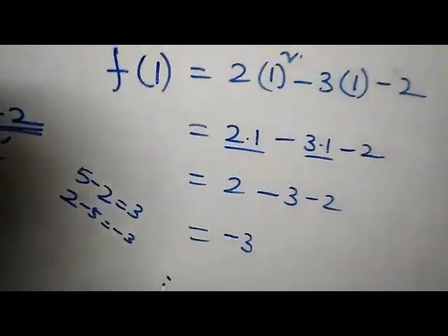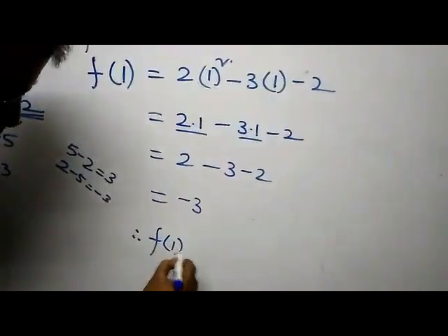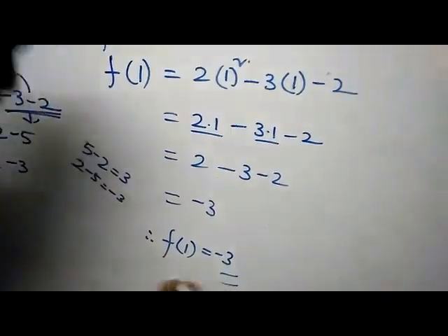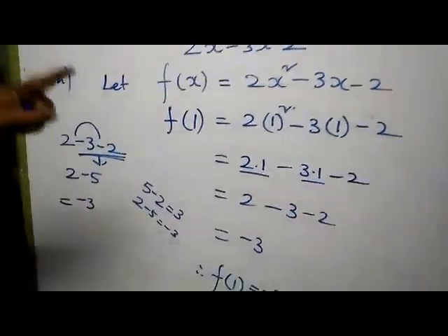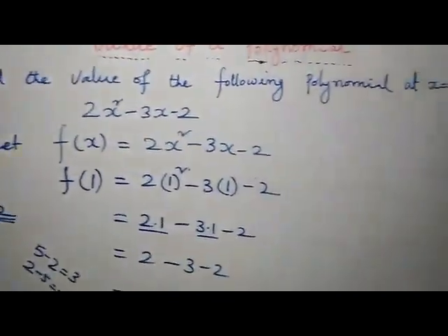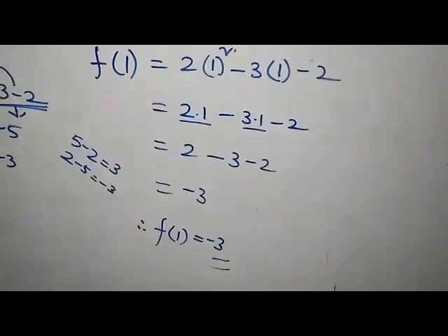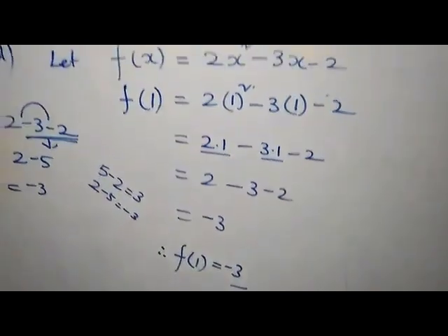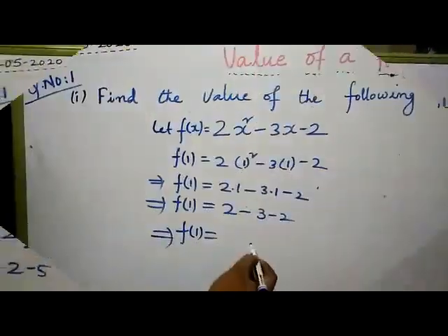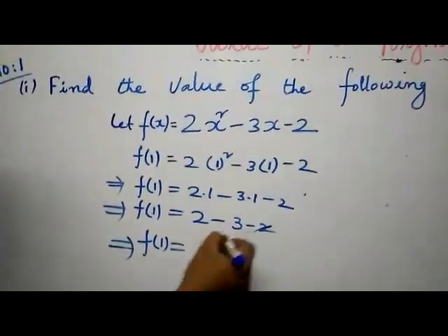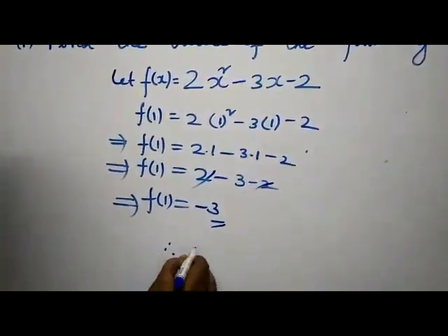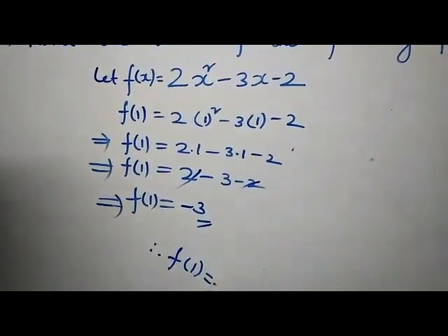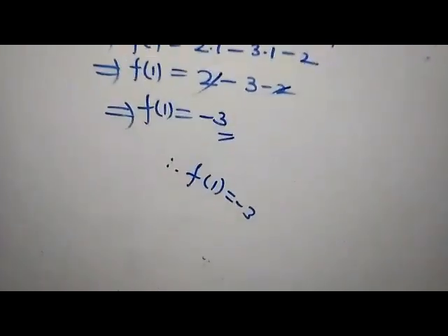Therefore, finally, f of 1 is equal to minus 3. Therefore, the value of the polynomial at x is equal to 1, f of 1 is equal to minus 3. This is a very, very important concept. Calculation can be done easily: plus 2 and minus 2 will be cancelled. The answer is minus 3. Like this also you can do.